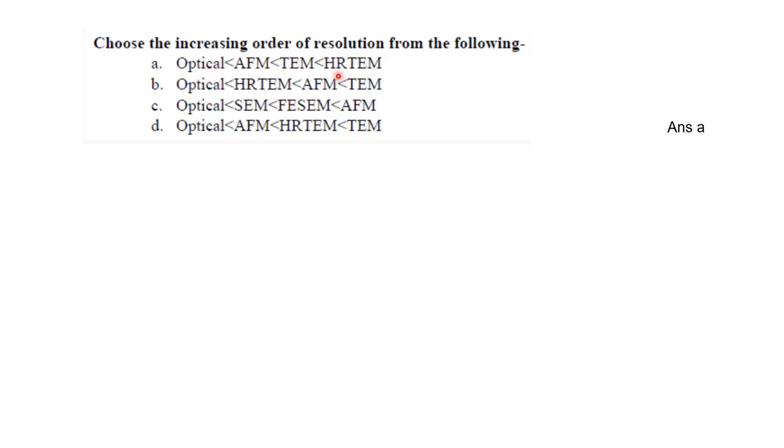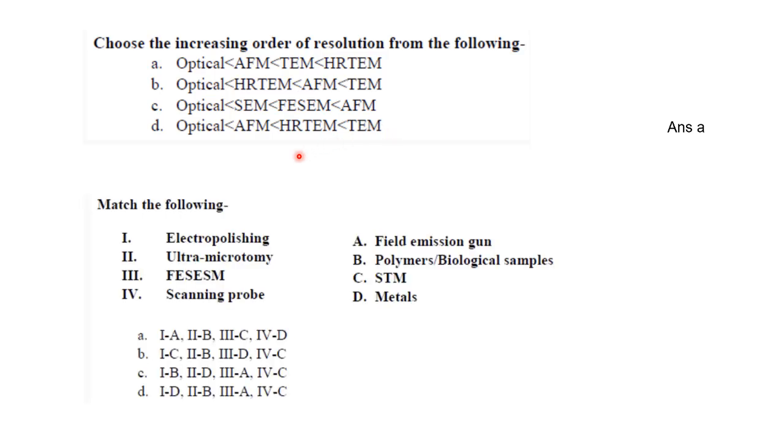So we can see why the other options are wrong. Here HRTM is having lesser resolution than AFM, that is the wrong statement. Then here we are having AFM more resolution than the SEM, that is again wrong, because electron microscopy will be having more resolution. And in the third one, the first two are same, but here the HRTM is having less resolution than TEM, that is also a wrong statement. So option A is correct.